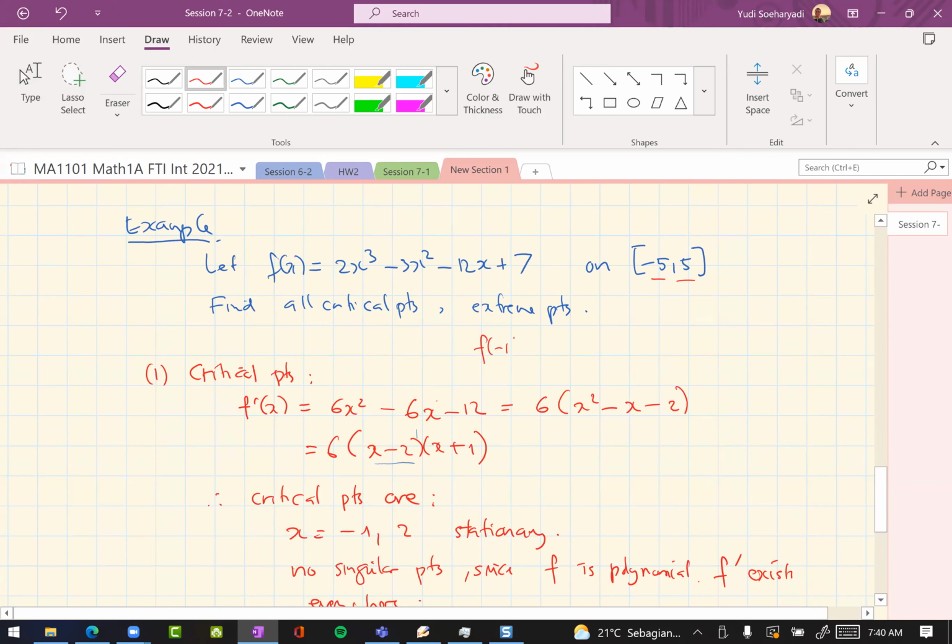Oh, this is going to be a big number. 5, this is 125, so 250 minus, this is 25. 100 what? 122. Okay. 122.